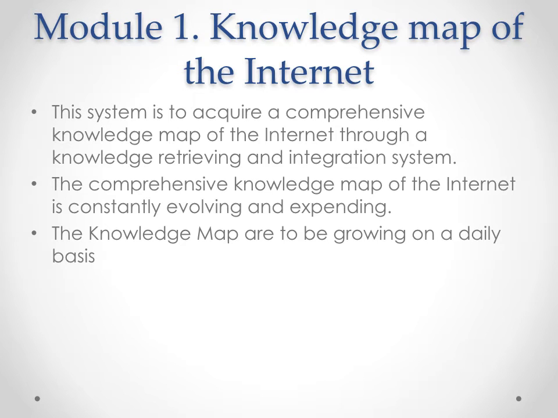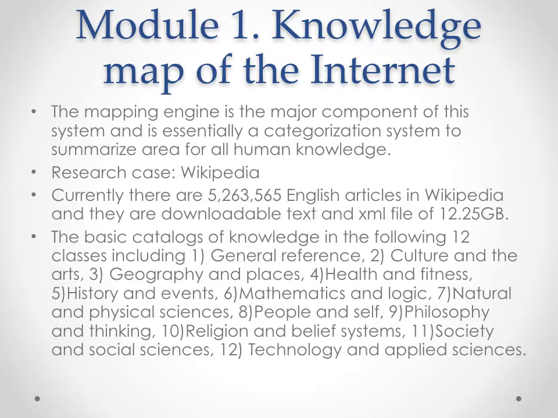So, module 1, knowledge map of the internet. This system is to acquire a comprehensive knowledge map of the internet through a knowledge retrieving and integration system. The comprehensive knowledge map of the internet is constantly evolving and expanding. Therefore, the knowledge map is to be growing on a daily basis. In this module, the mapping engine is the major component.